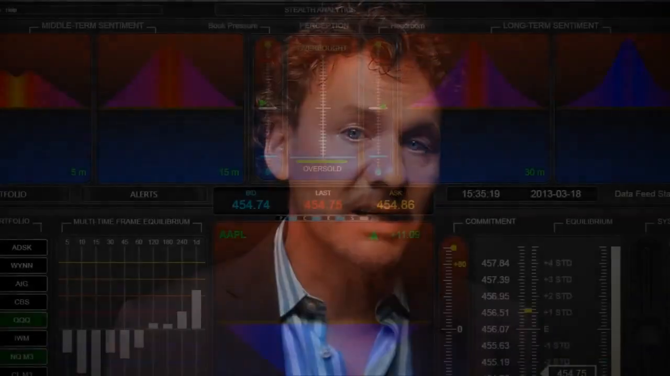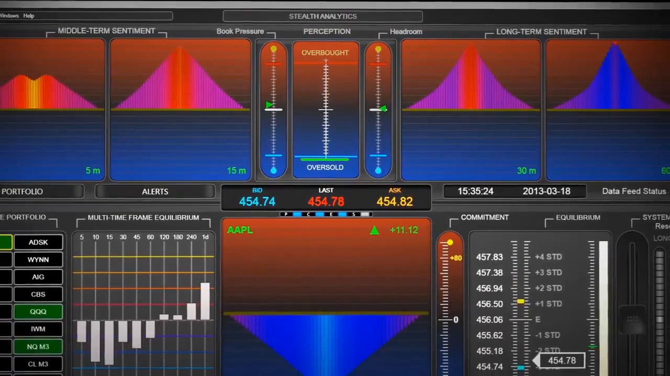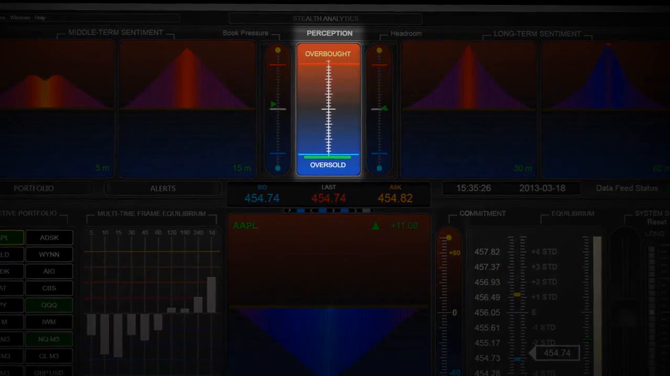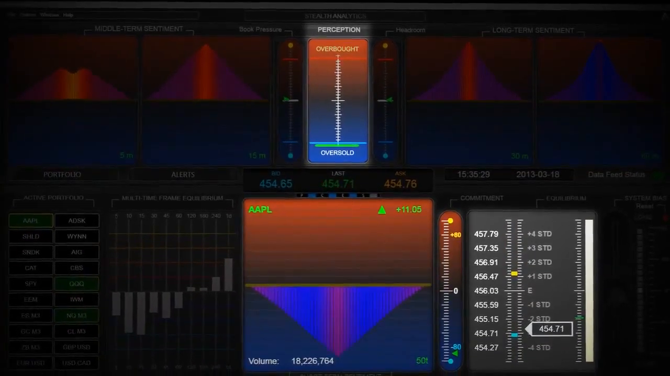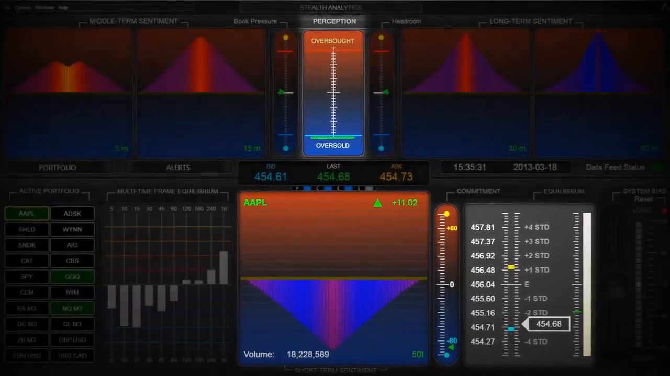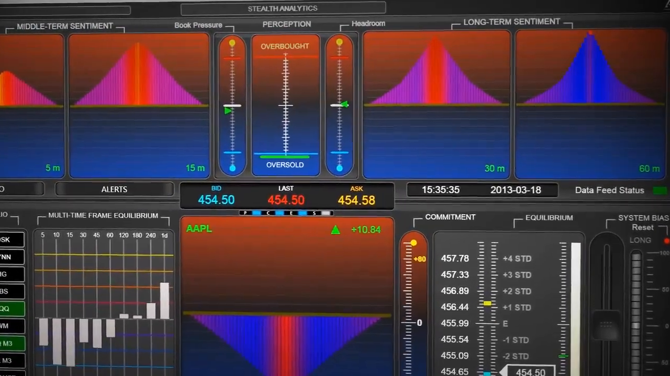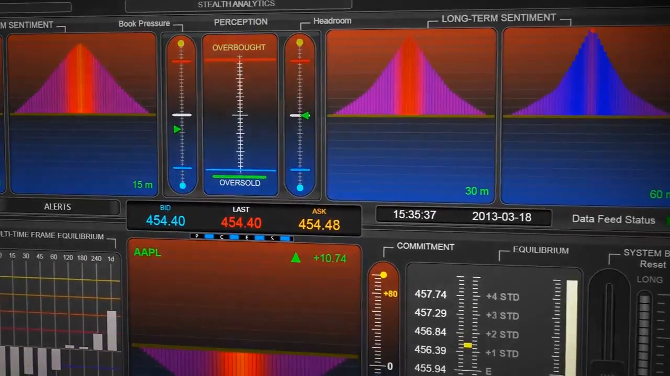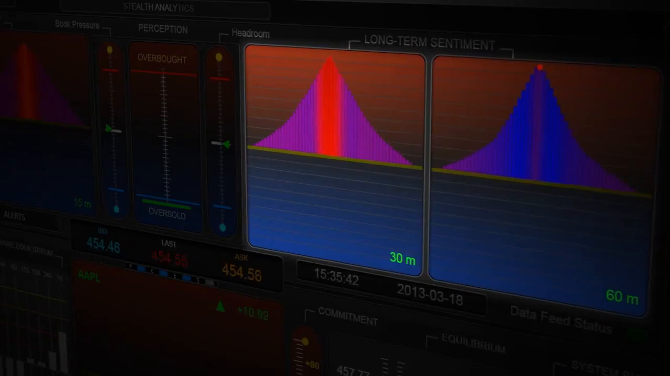Welcome to our third lesson, where you'll learn more about Stealth gauges and how to leverage them to determine bias in the market. In your previous lessons, you were focused on the trading opportunities triggered by market inefficiencies that you could reliably identify using your perception, commitment, equilibrium, and short-term sentiment gauges. Now, although these opportunities are a very good foundation for your basic trading, your overall profitability will be dramatically improved by tracking prevailing market sentiment. In other words, market bias.